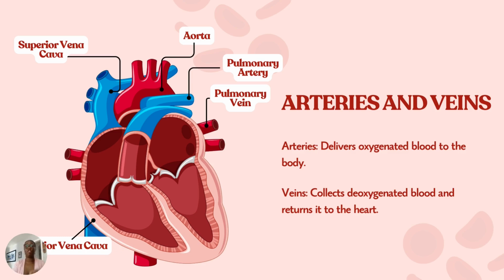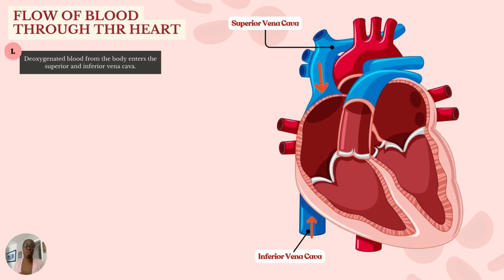So now that we've gone over all the different parts of the heart, we're going to talk about how blood flows through the heart. So blood flow through the heart is a pretty cool and intricate process, and we're going to break it down step by step.